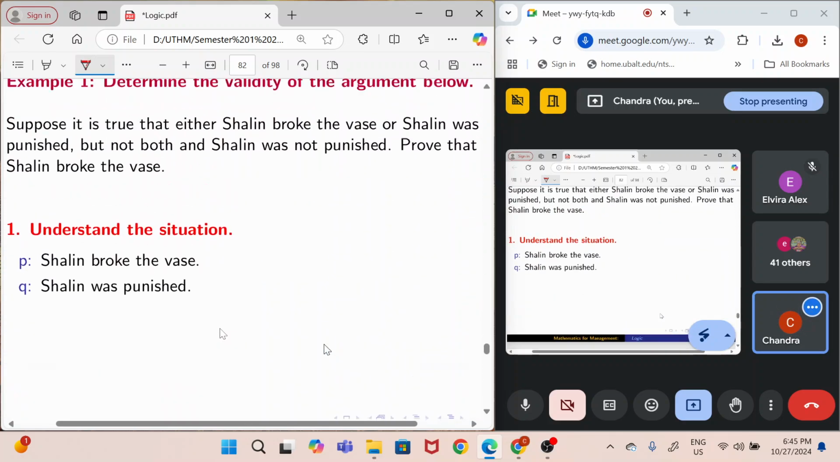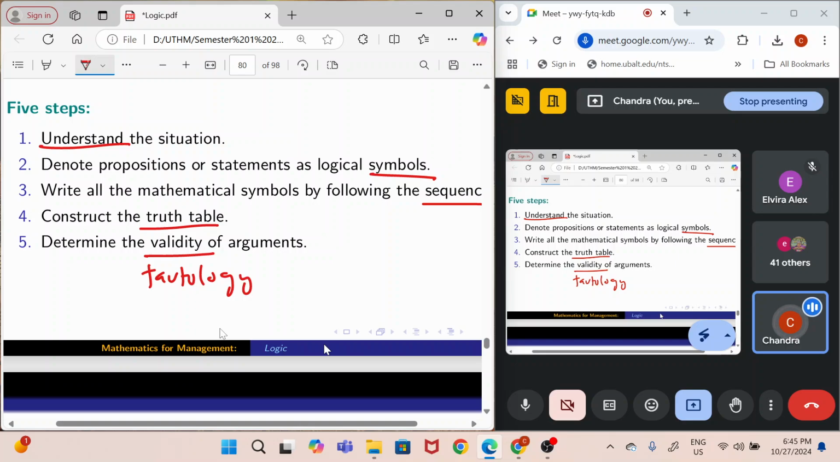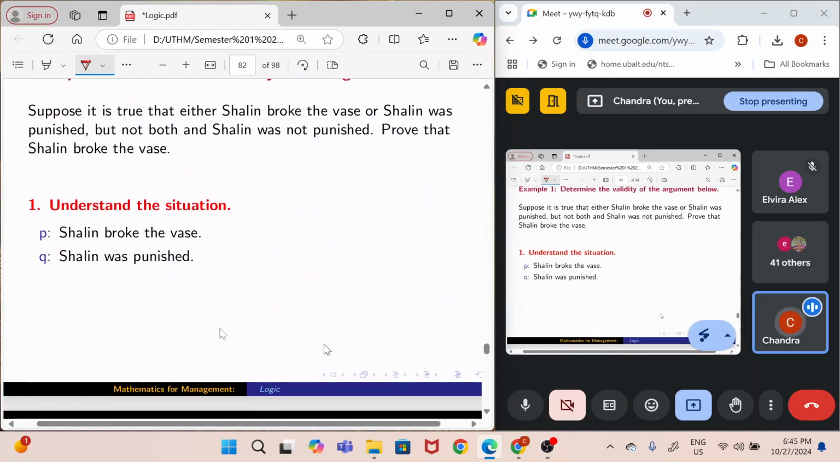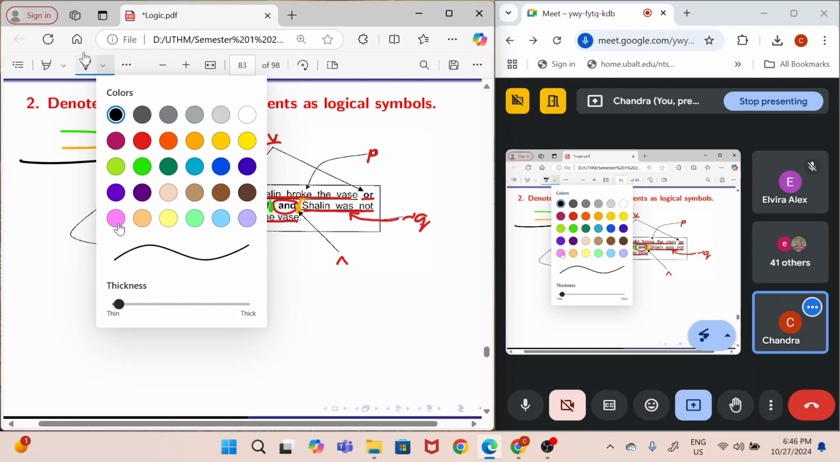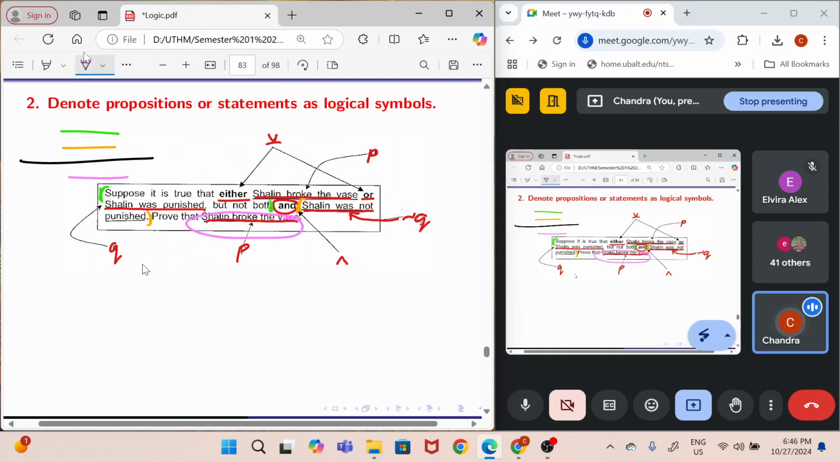Now what is the third one? Write all the mathematical symbols by the following sequence. So how to write the mathematical symbol in sequence? Now we have to write like this. You see the N here. From here until the N is one statement. I'm going to write one statement here. And then from "Shalin was not punished", this is another statement, and when you see proof you put an underline here, and the other one is another statement down here. That's how I want to write.